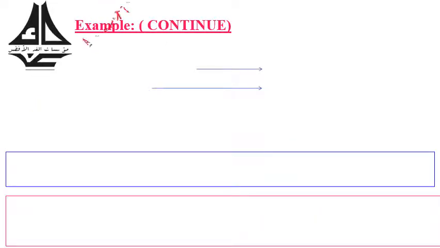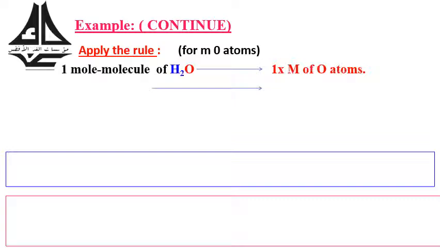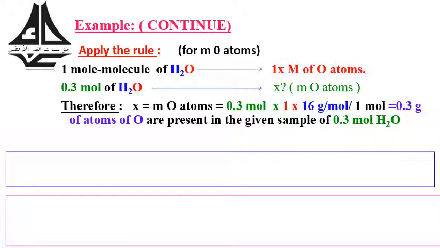Now for the mass of O atoms, we also apply the rule: 1 mole molecule of water has 1 times the molar mass of O atom. This is the mass of O atom in 1 mole molecule of water. So the given sample, what would be the mass of O atom in 0.3 mole of water? Therefore, the mass of O atom in the given sample is equal to 0.3 times 1 times 16, which is the molar mass of O atom, over 1 mole, equals 0.3 grams of O atom present in this given sample of 0.3 mole of water.